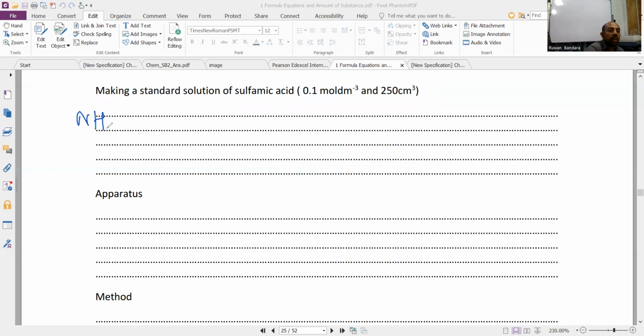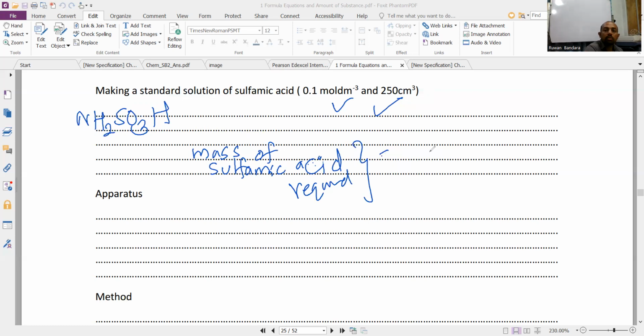Even though I didn't do this for A level, the calculation, right? Now you have the concentration and volume, ne? From this you can find the moles, no? And if you have the molar mass, you can find the mass. Find the mass of sulfamic acid required.